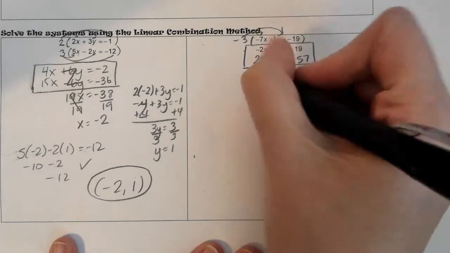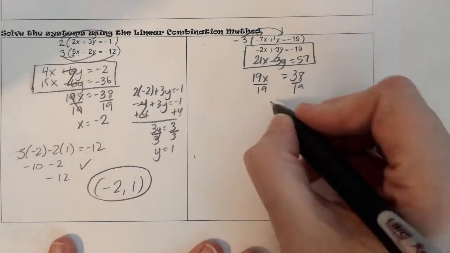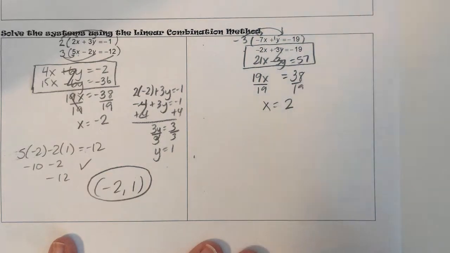Now I'm going to divide both sides by 19. Oh, hey, look at that. Same numbers, but never mind. This is positive 2. So I have x is positive 2 is what I think the answer is.